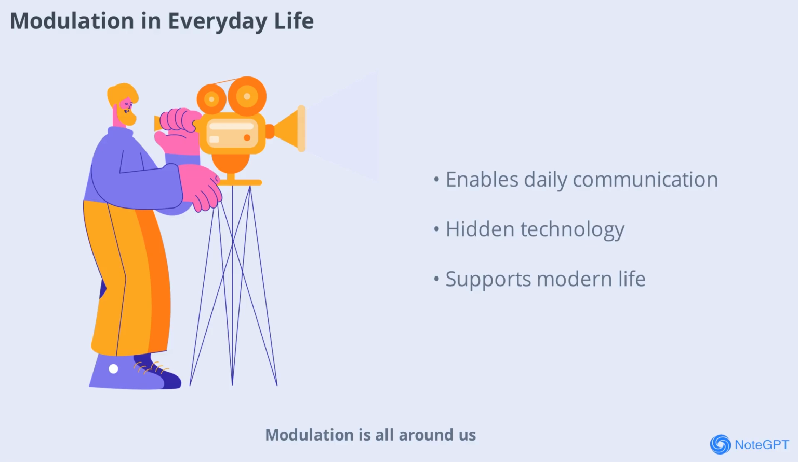Modulation is all around us, from the music we stream to the calls we make and the data we browse. Every time you use your phone, watch TV, or connect to Wi-Fi, modulation is at work behind the scenes, ensuring seamless and reliable communication. It's a hidden hero of our connected world.